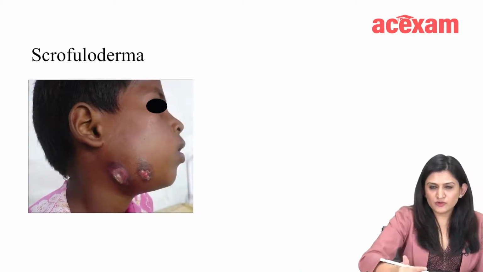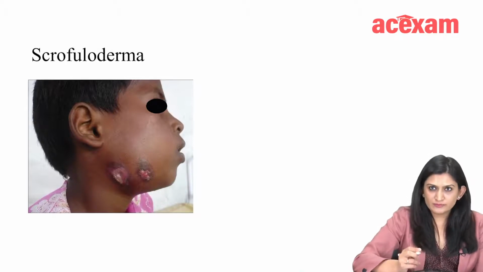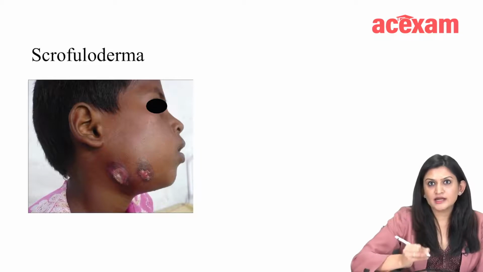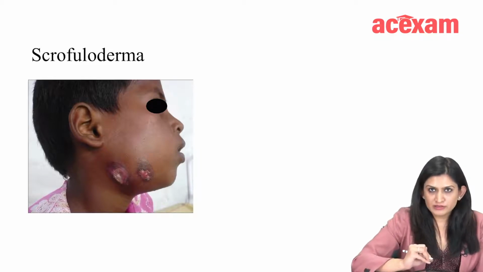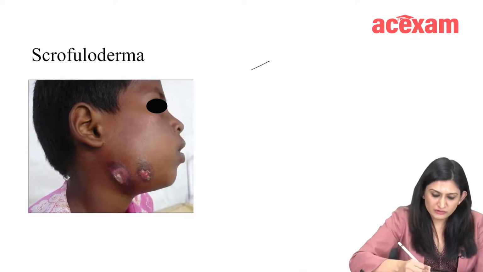So the next infection is scrofuloderma. As we discussed, scrofuloderma occurs due to contiguous spread. How does a contiguous spread occur? That means there is an underlying source of tuberculosis and now this source has just burst onto the skin.